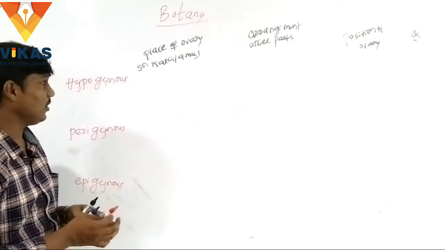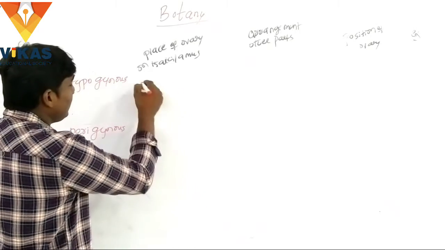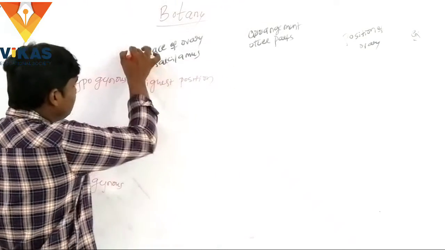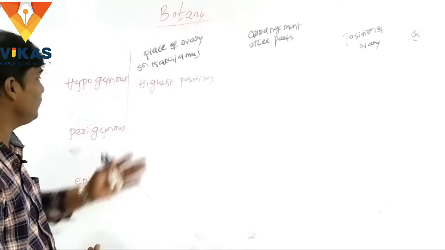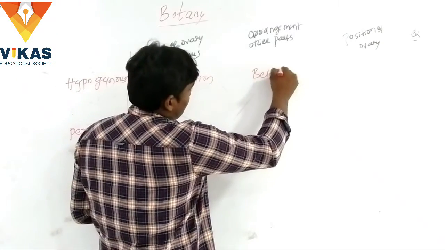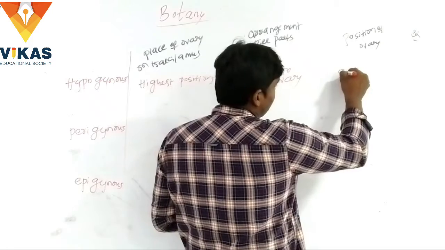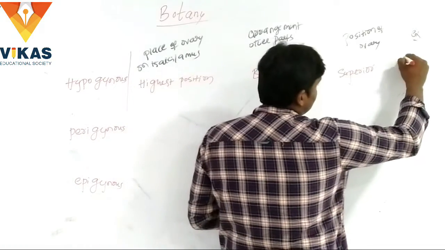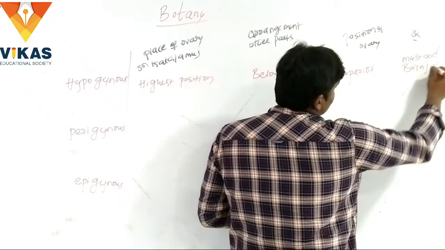In hypogynous, the place of the ovary on the thalamus is the highest position. The other floral parts are arranged below the ovary, whereas the position of the ovary is superior. The examples are mustard, brinjal, hibiscus.